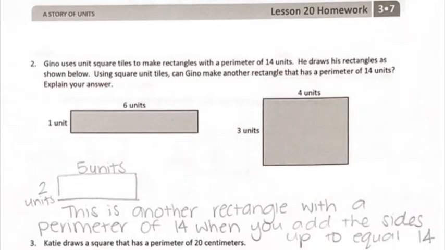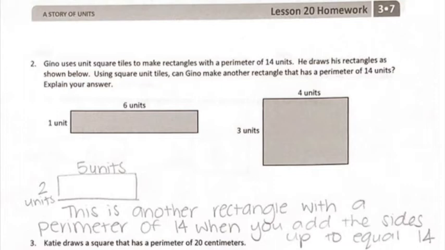2 says Gino uses unit square tiles to make rectangles with a perimeter of 14 units. He draws his rectangles as shown below. Using square unit tiles, can Gino make another rectangle that has a perimeter of 14 units? Explain your answer. So, to find a perimeter of 14 units, 14 divided by 2 is 7, so you have to figure out when you add those two sides up if it equals 7. So example 1 is 6 units by 1 unit, and example 2 is 4 units by 3 units.